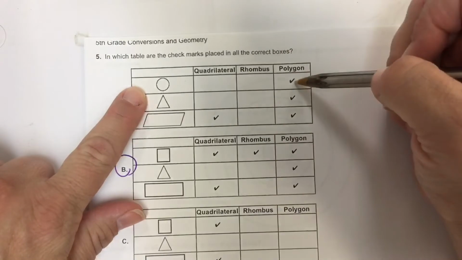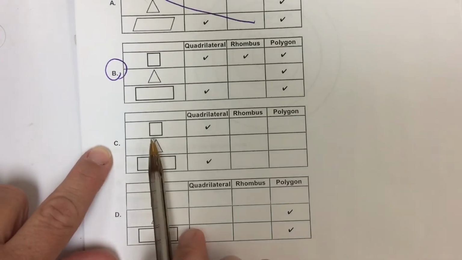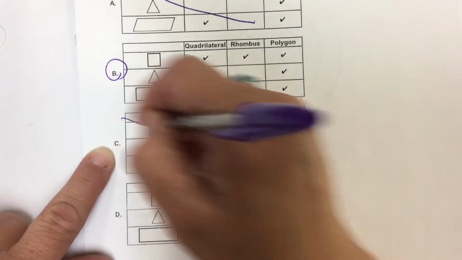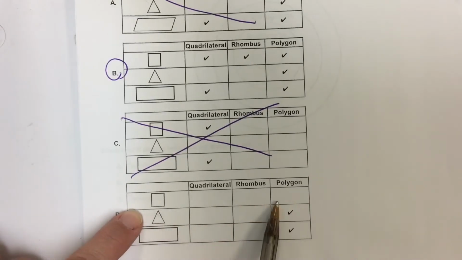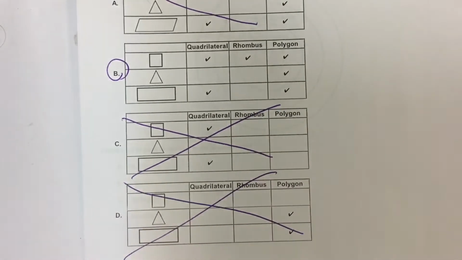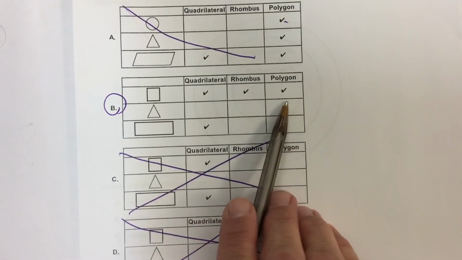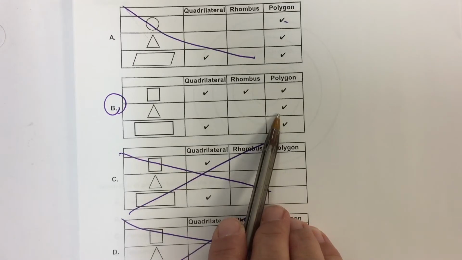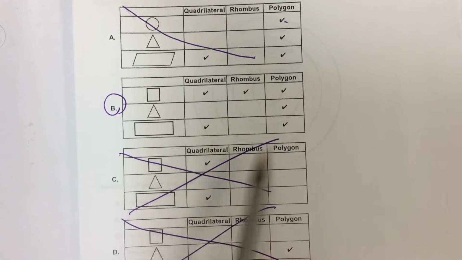Okay, a circle is not a polygon, so that one should have been out. Okay, here, a square is a quadrilateral, but it's also a rhombus and a polygon, so that one should have been out. A square, this one doesn't have anything marked, so that one should be out. Okay, a square is a quadrilateral. It's also a rhombus, and it's also a polygon. A triangle is a polygon. Remember, a polygon is a closed plane figure with 3 or more sides. A rectangle is a quadrilateral and a polygon.